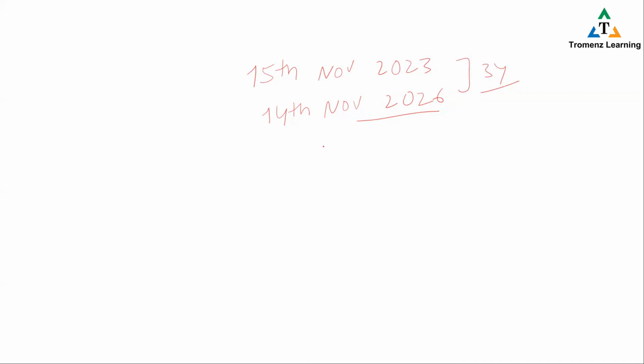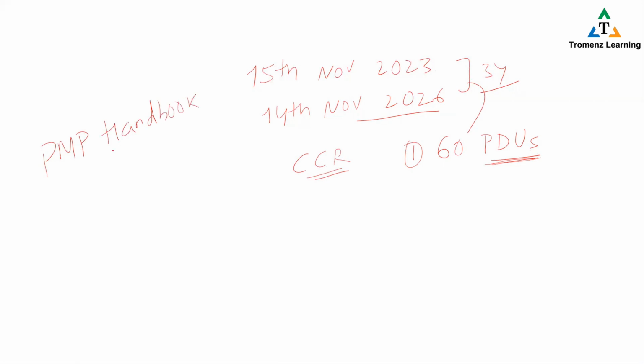Well, two things. One, within this 3-year window, you have to collect a total of 60 PDUs. PDU stands for Professional Development Unit. There are various ways to earn PDUs. They call it the continuing certification requirement. There's a PMP handbook, by the way, available for free download on PMI's website, where they have detailed the various types of PDUs and rules around it.